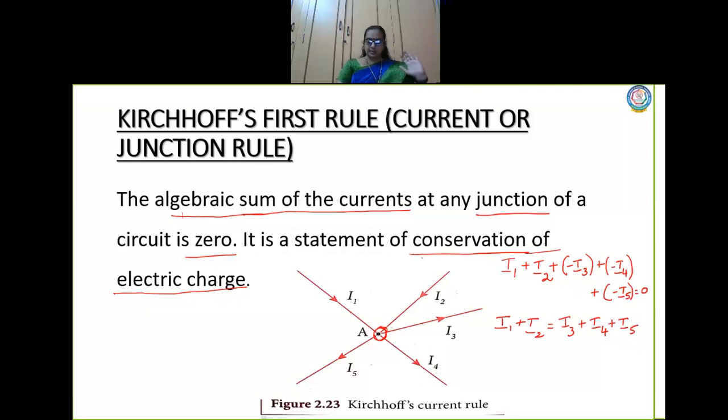So, current entering the junction is taken as positive and current leaving the junction is taken as negative. That is the sign convention I was telling about. Whenever you have the arrow flowing towards the junction, you take that value to be positive. Whenever the arrow is moving away from the junction, you take that value to be negative.